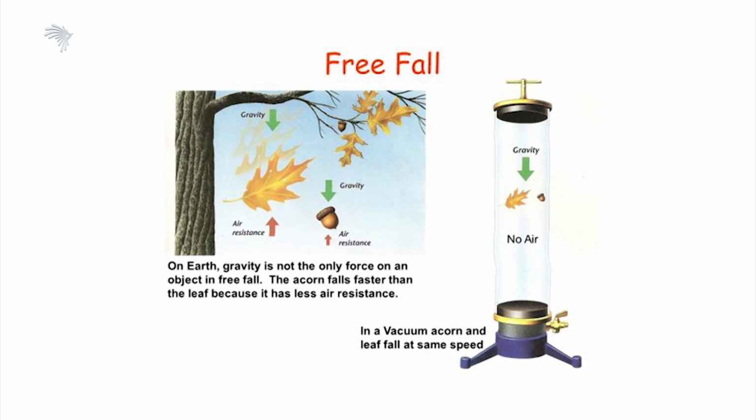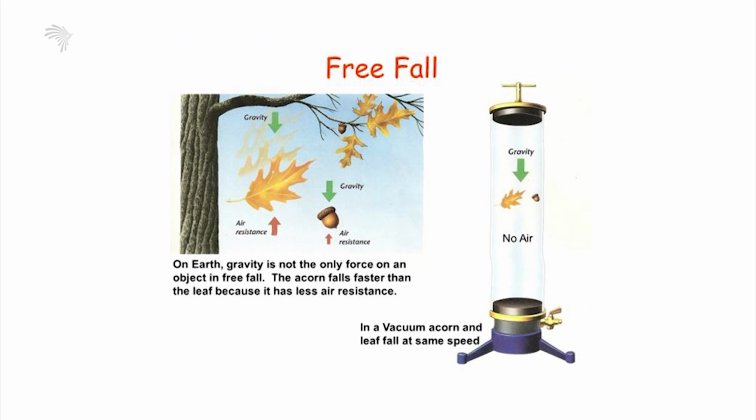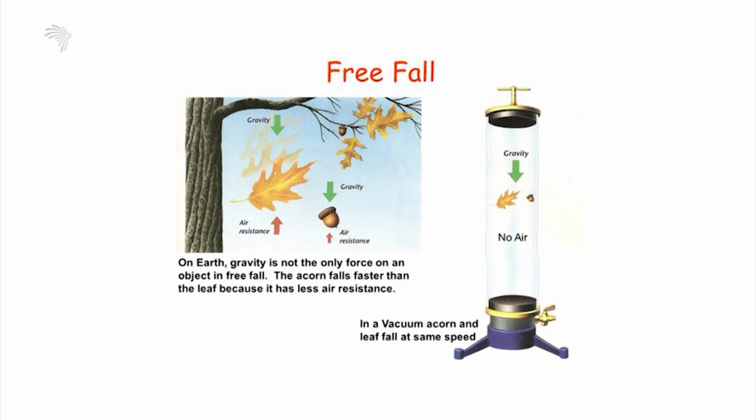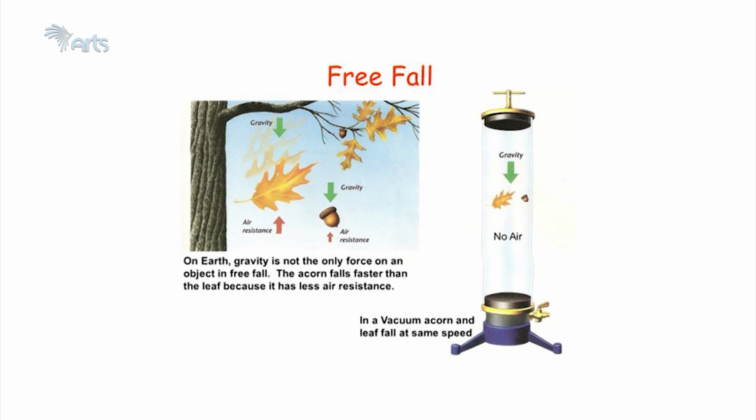On Earth, gravity is not the only force on an object in free fall. The acorn falls faster than the leaf because it has less air resistance. But in a vacuum, the acorn and leaf fall at the same speed.